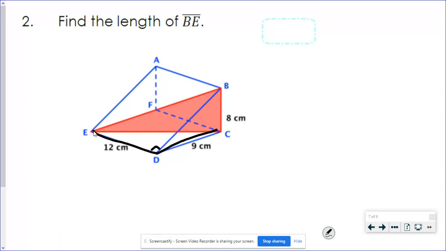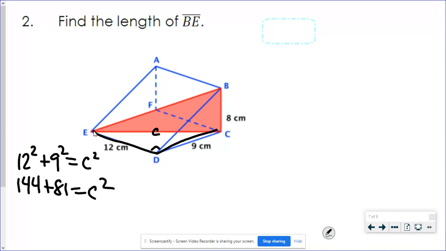So the 12 and the 9 are the legs of my right triangle. So I would have 12 squared plus 9 squared equals c squared. We'll just call this c for right now. And then that's 144 plus 81. And when I add 144 and 81, I'm going to get 225, which is actually a perfect square. The square root of that is just going to be 15. So this will be 15.